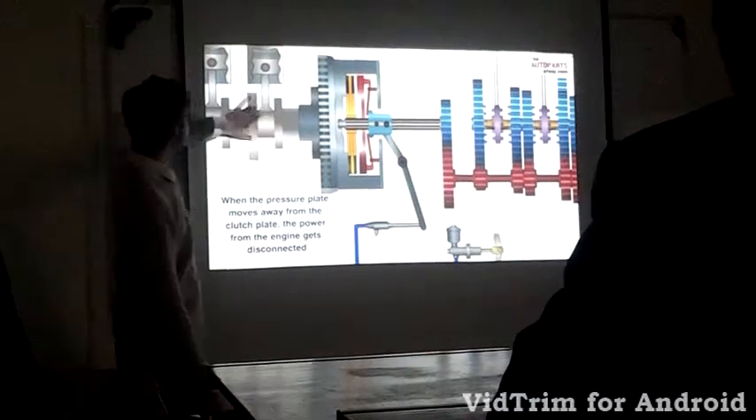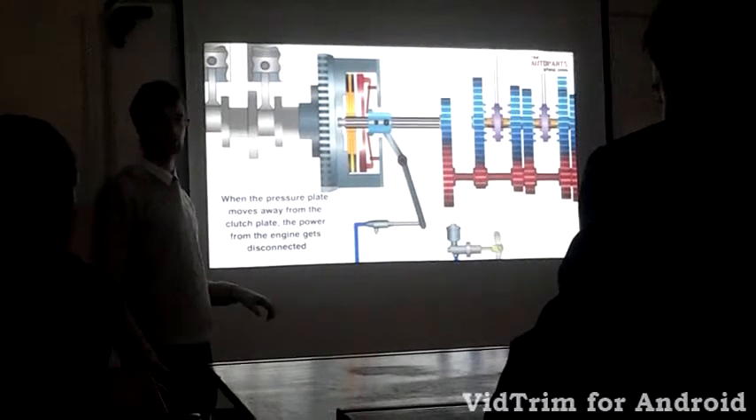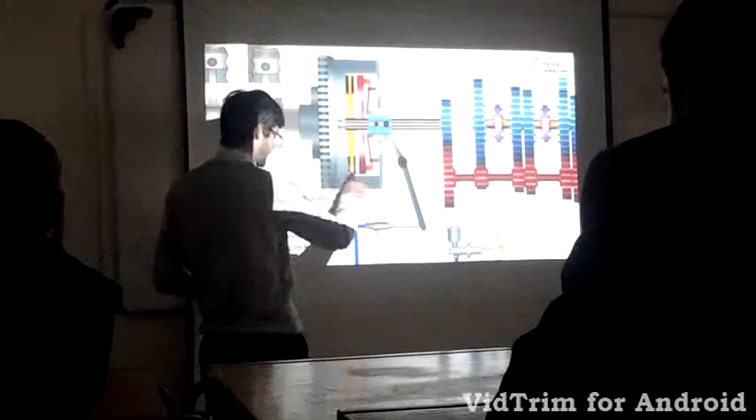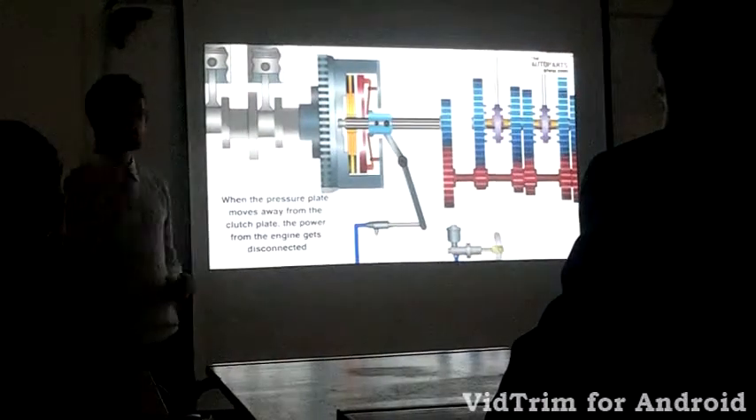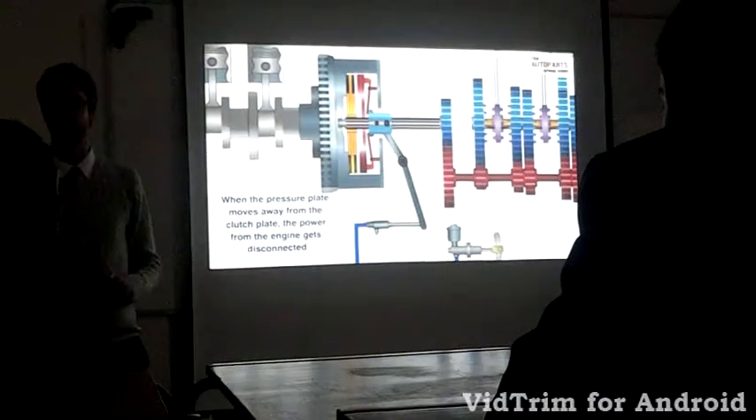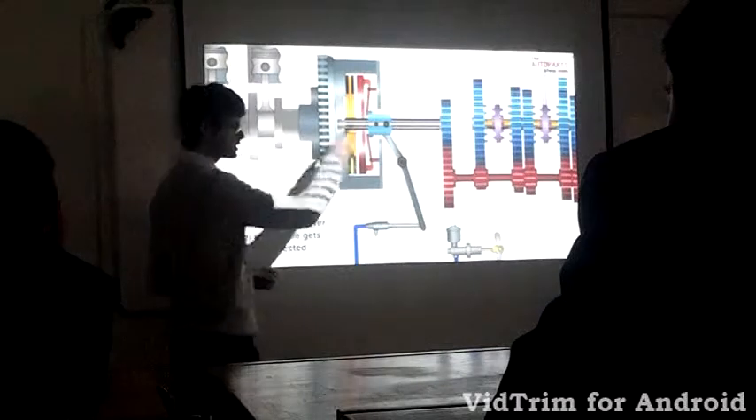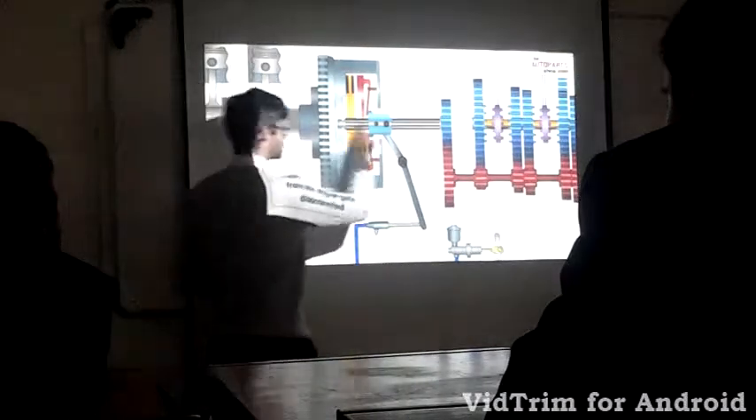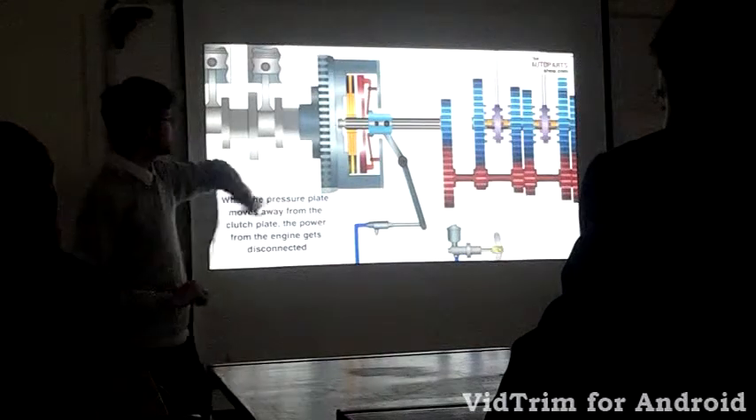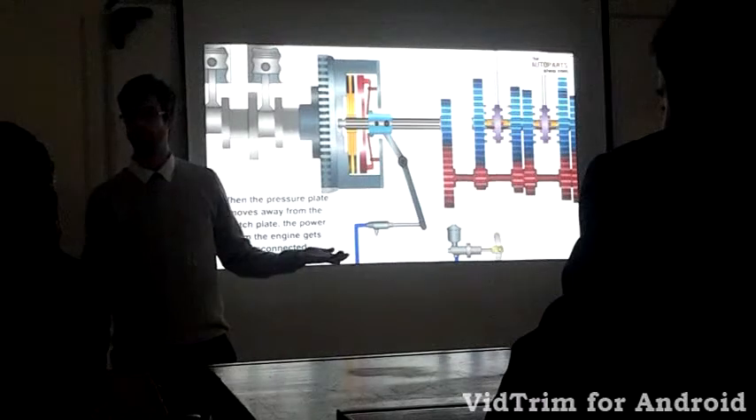Now, your flywheel, everything is still turning when you push your clutch pedal in. But what happens is this. This clutch plate over there is connected to that shaft over there with teeth. So it grips onto it. So when this plate turns in a circular motion, that shaft will turn, and it will turn everything else. But if this yellow plate over there is not moving, nothing's going to turn.